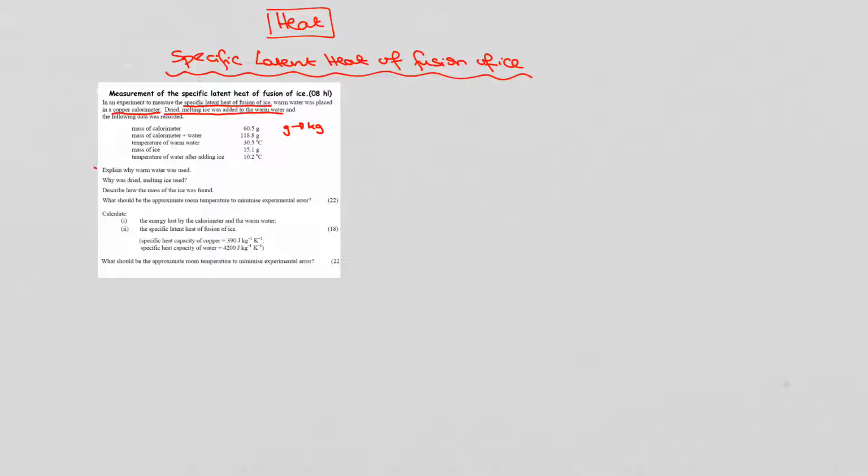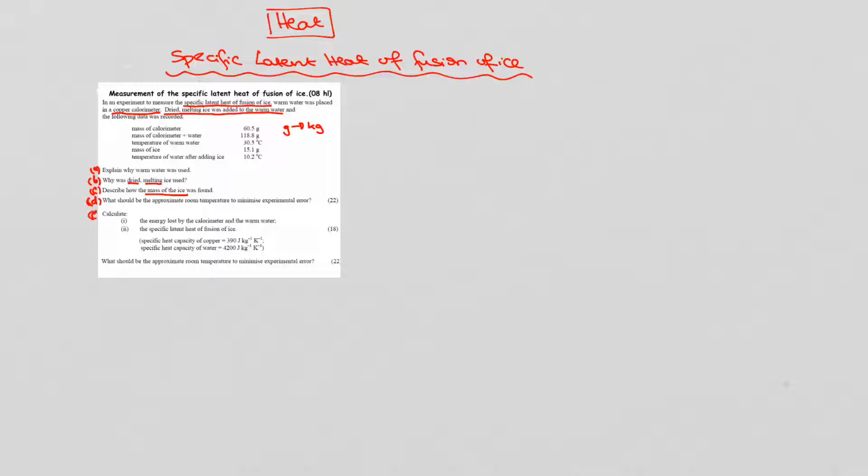So we're going to say A, explain why warm water was used. B, why was dried melting ice used? So be careful, there are two words there. Why did we use dry ice and why did we use melting ice? C, we have to describe how the mass of ice was found. And D, we have to say what should be the approximate room temperature to minimize experimental error.